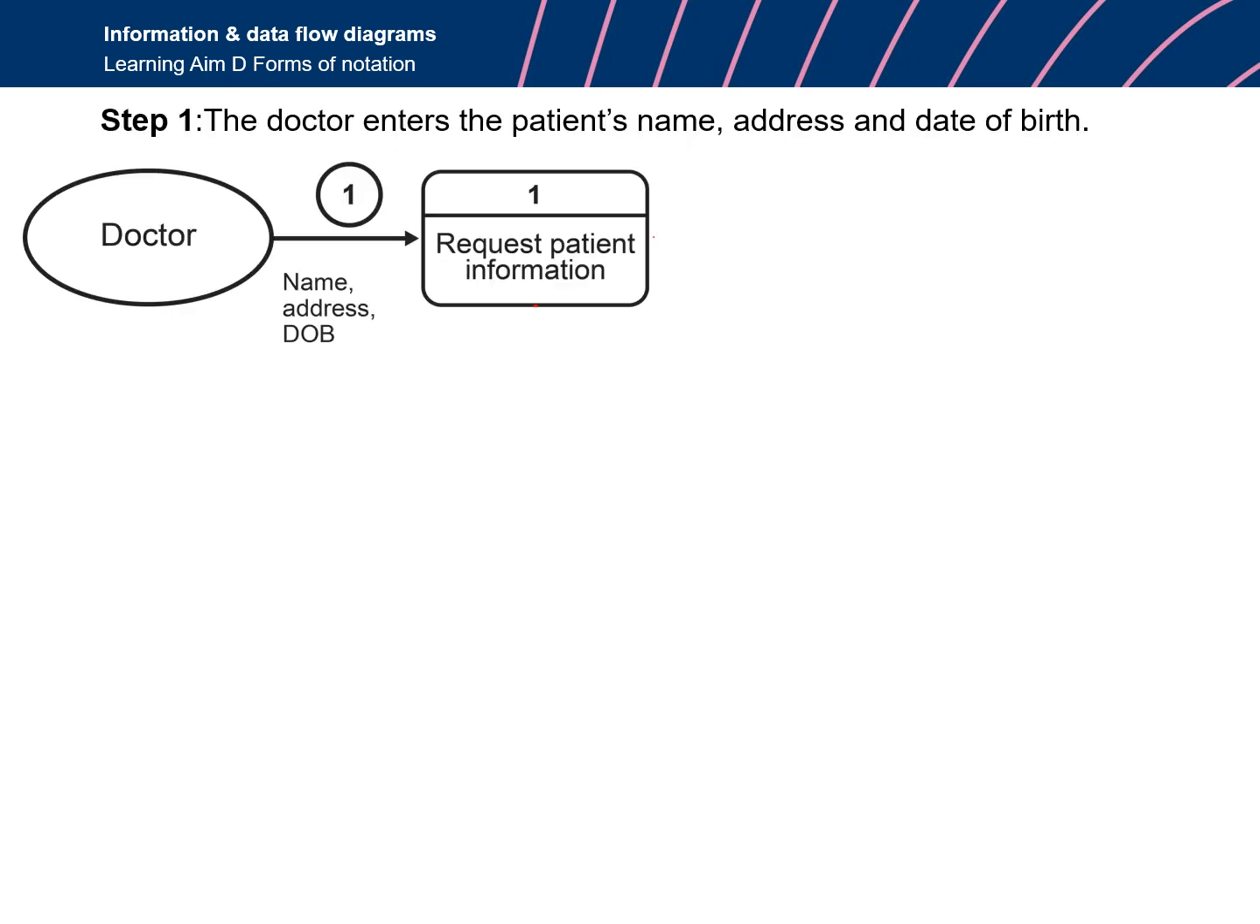In step 1, we have been informed that a doctor enters key patient details to find out about the appointment. So the doctor is an entity, as it is a person, and the process is to find out about the information for the patient that has requested the appointment. You will see that my arrow has the details given in step 1, such as their name, address, and date of birth. Let's look at step 2.